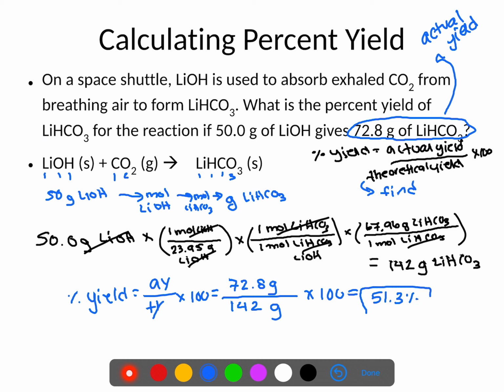So know that when you're given the actual amount, you still have to find the theoretical amount. Now, if you were given 2 amounts of reactants, you would have had to convert lithium hydroxide and carbon dioxide to the product. And whichever one makes the smallest, that's your limiting reactant, that's your theoretical yield from the limiting reactant.